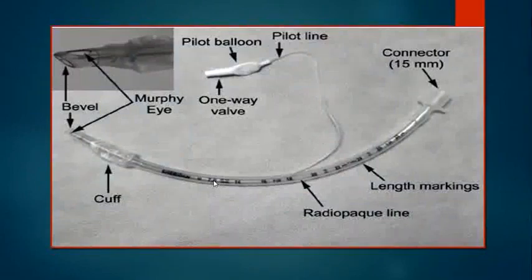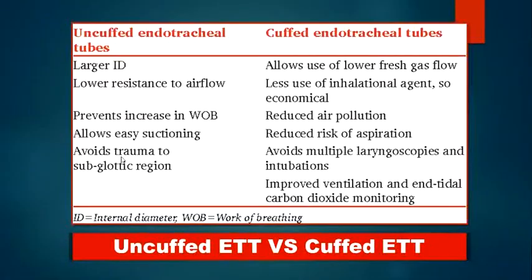So what are the parts of the cuffed tube? You can see here, this is the connector that connects the endotracheal tube to the ventilator or to the ambu bag. This is called the bevel, which is inserted inside the trachea. And this is the balloon, inflated to make the cuff inflated. There is an indication for using the cuffed size, and there is an age limitation. So the uncuffed versus the cuffed tube, what are the differences?